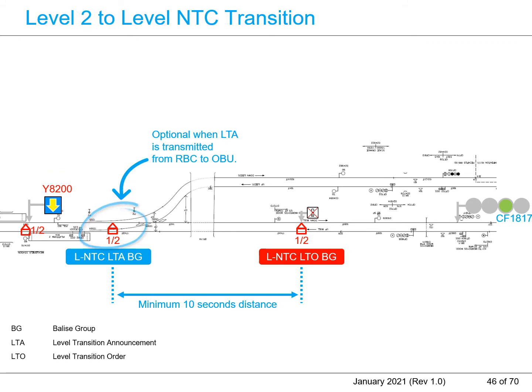The LTA Balise group is optional. When the level transition announcement location is transmitted from the radio block center to the ETCS on board, the level transition announcement location is relative to the LTO location. The minimum distance between the LTA location and the LTO location is the distance for 10 seconds. The minimum distance is the same, whether the LTA location is transmitted from the radio block center, or from the Balise group.